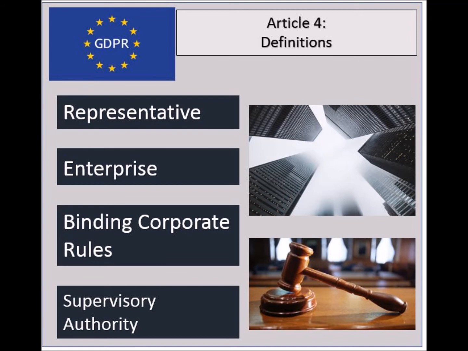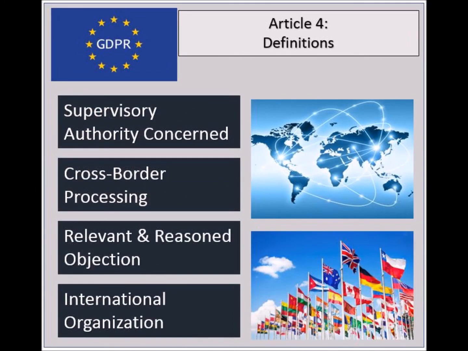Enterprise is a natural or legal entity performing economic activities. Binding corporate rules are internal policies that ensure the transfer of data by the controller or processor is controlled. Supervisory authority is an independent public authority. Supervisory authority concerned is the authority of the member state where the controller, processor, or individuals are located.